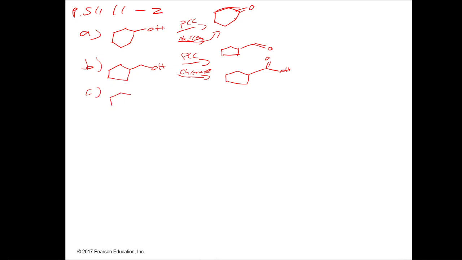Cyclohexane, sorry, that's C. Oh, this is all out of order. Cyclohexane, you're going to get nothing. These guys do not react with alkanes. 1-methylcyclohexanol. Right? I've got a tertiary alcohol. How can I oxidize that? I can't, so you're going to get no reaction. That's B.